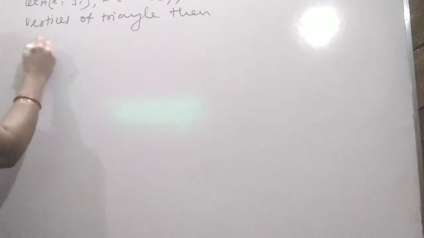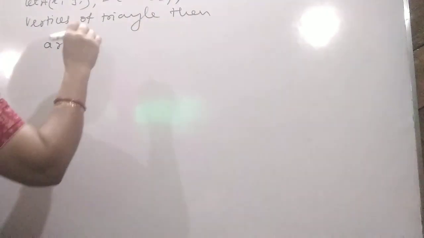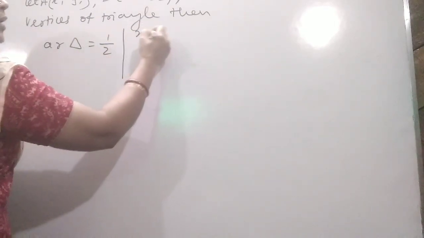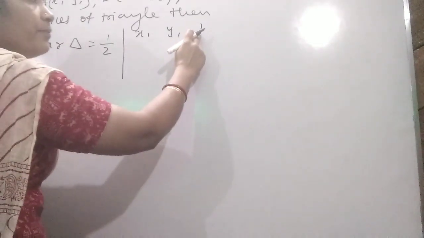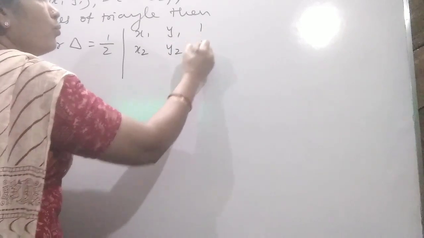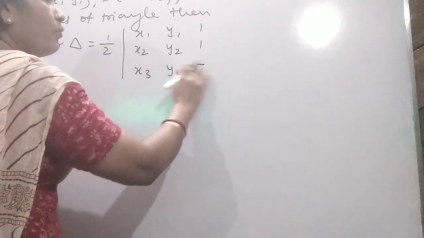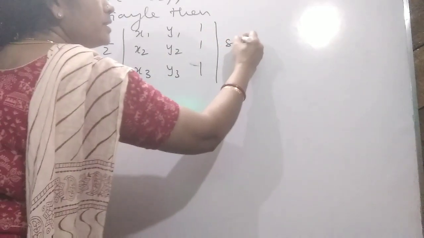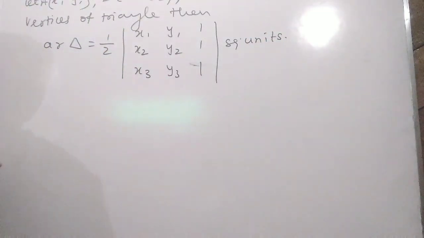Then we have the formula: area of triangle equals, in determinant form, half into the determinant of x1, y1, 1, because a determinant is a square matrix, that's why we add the 1 here. Then another vertex x2, y2, 1, and x3, y3, 1. This is area, so you should not forget to write square units here.